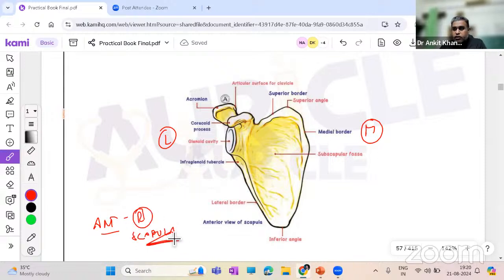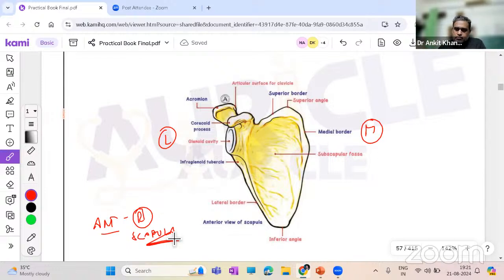Side determination is where you have to be 100% sure. Because once you have named the bone and side, normally most of the examiners will pass you. So at least you have passed that important hurdle. Now you'll be scoring marks 6, 7, 8, or 9 out of 10.